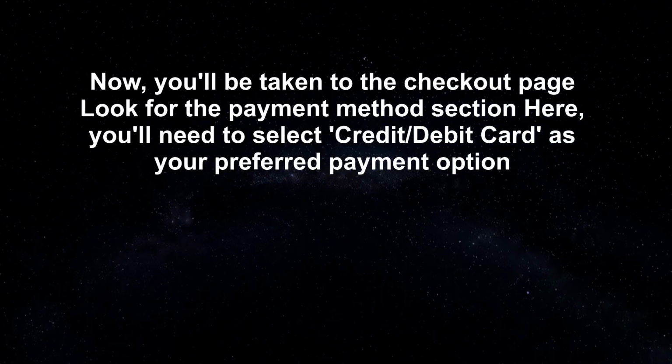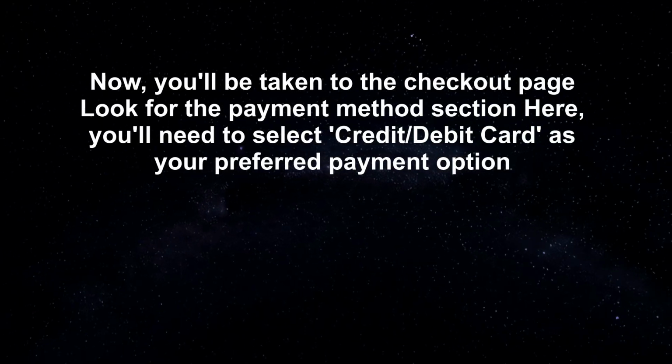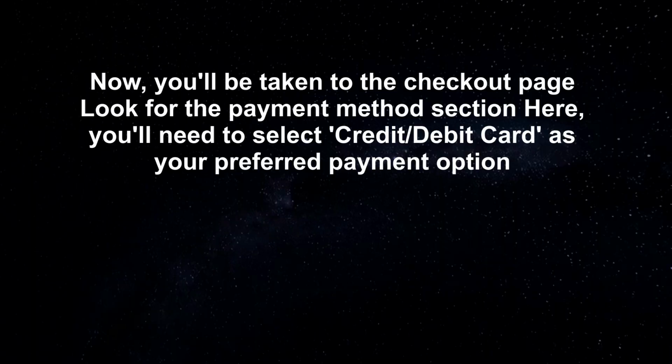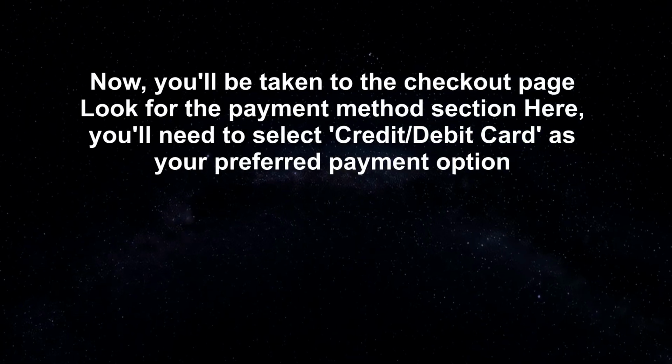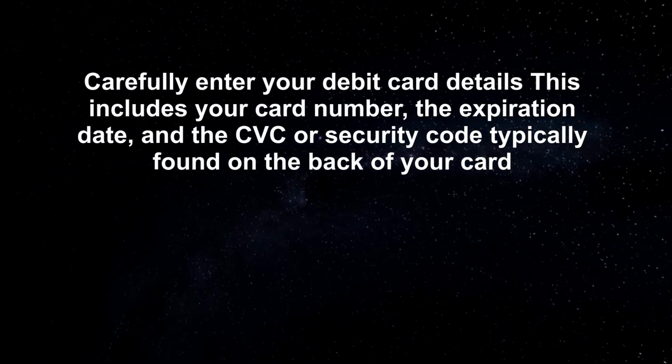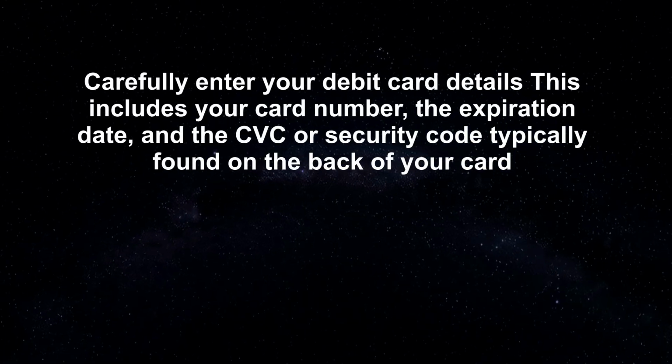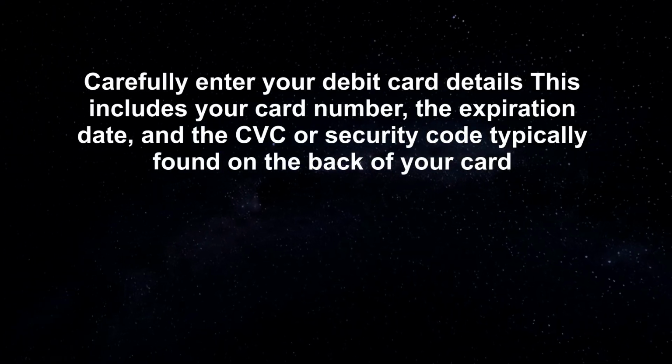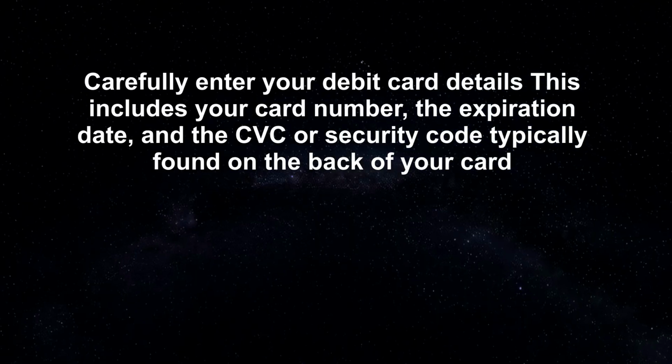Now, you'll be taken to the checkout page. Look for the payment method section here. You'll need to select credit, debit card as your preferred payment option. Carefully enter your debit card details. This includes your card number, the expiration date, and the CVC or security code typically found on the back of your card.